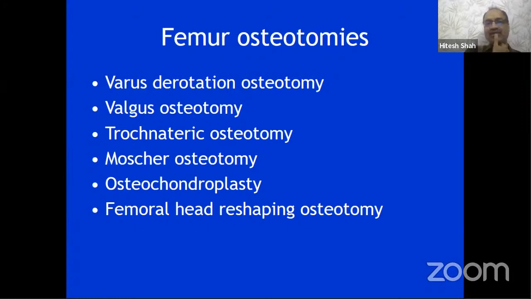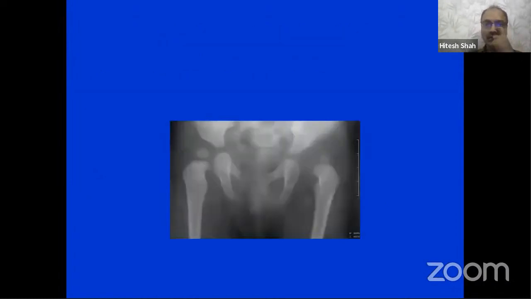Mostly I will concentrate on valgus and varus osteotomy and a few principles of the trochanteric osteotomy. I am not going into the advanced details of osteochondroplasty and femoral head reshaping, but as I mentioned, in the recent era in 2021, if you are appearing for the exam, you need to mention femoral head reshaping and osteochondroplasty whenever it is asked about femoral osteotomy.